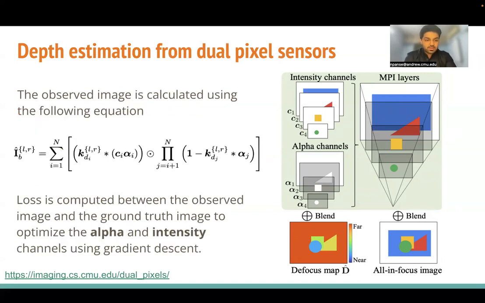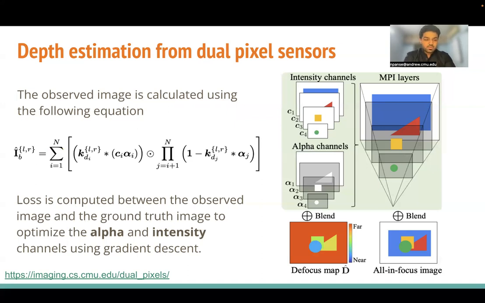The observed image is calculated using the following equation, using the intensity channels, the alpha channels, and the K term here, which are the calibrated kernels for the specific lens. So this is done for the left image as well as the right image. I'm skipping some detail here because of the time constraint, but the observed image is calculated by using this equation.